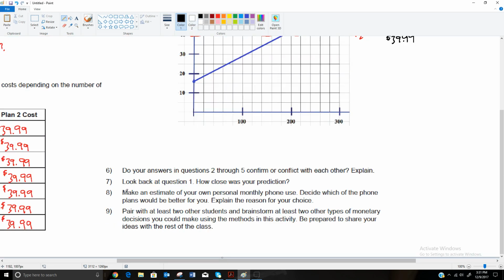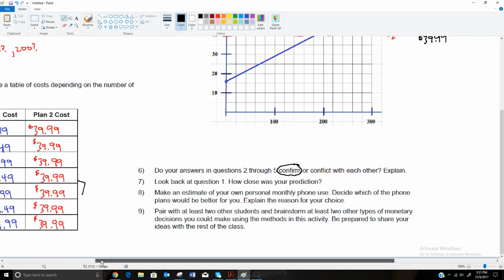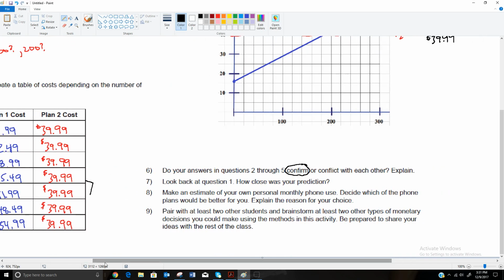So now just a little conclusion here. Do our answers in questions 2 through 5 confirm or conflict each other? They confirm each other. We knew from the table it was between 150 and 200 minutes for sure.